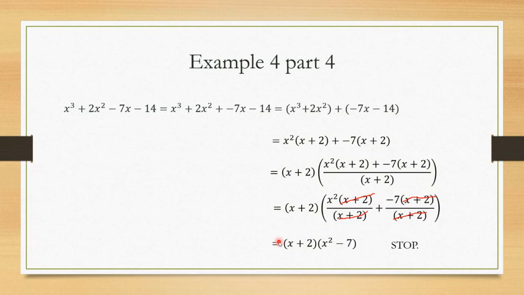Now, x + 2, you actually cannot factor that any further. x squared - 7, you can't either, because 7 is not a perfect square. Only if you have a difference of perfect squares can you factor that. Okay.